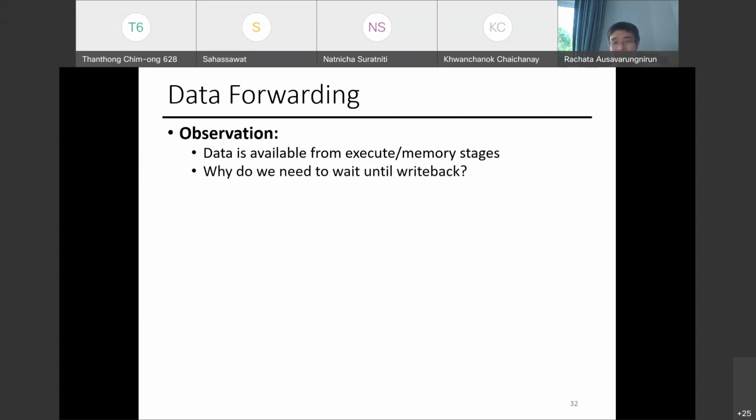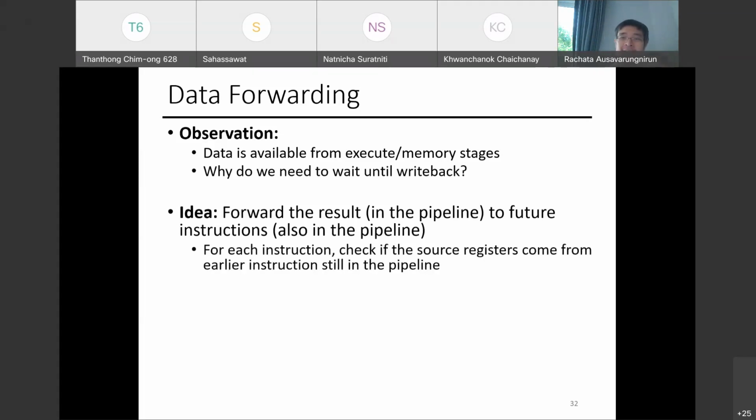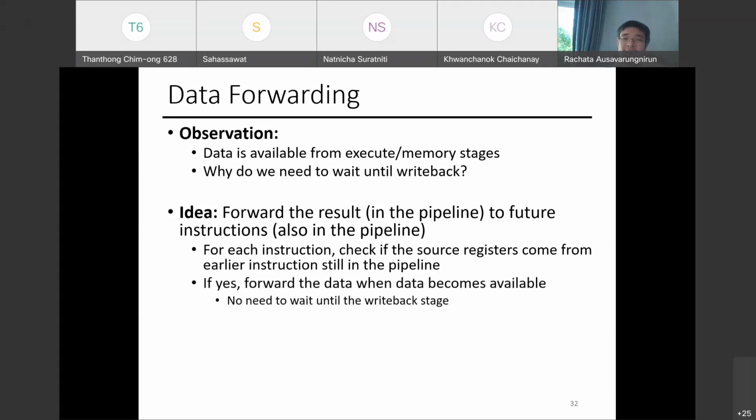Not really, right? You don't have to wait for the write back. The reason why it's called data forwarding is to forward the results that are still in the pipeline to the future instructions that are still waiting for that result. So for each instruction, you look at the source register. If any instruction in the pipeline finishes computing that source register, forward the data whenever that becomes available.